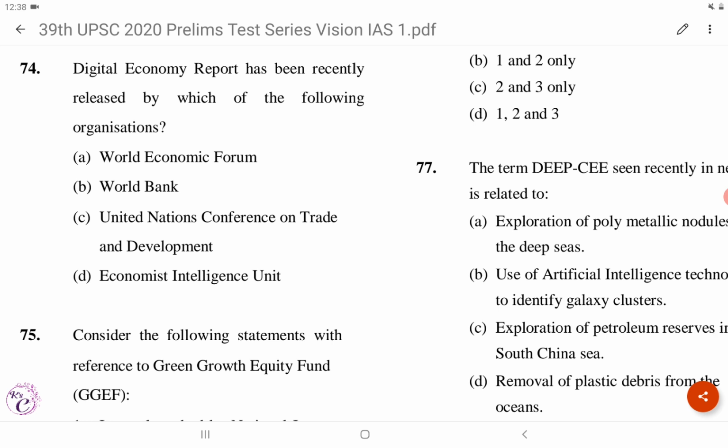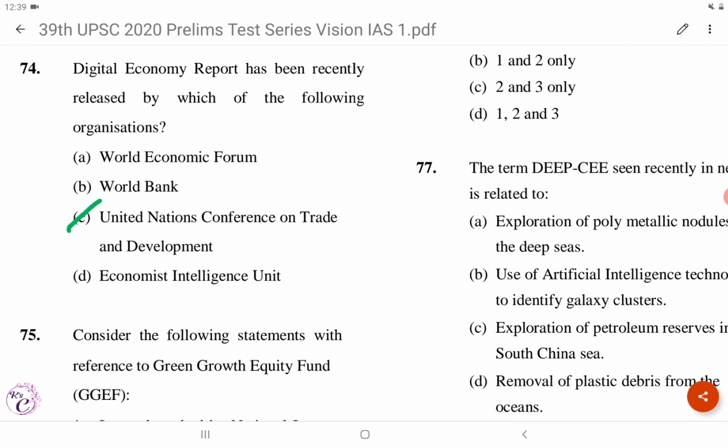Digital Economy Report has been recently released by which of the following organizations? A, World Economic Forum. B, World Bank. C, United Nations Conference on Trade and Development. D, Economist Intelligence Unit. So the correct answer is C.